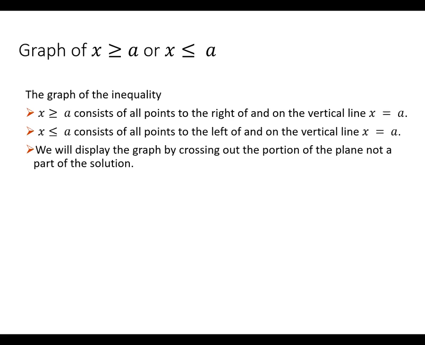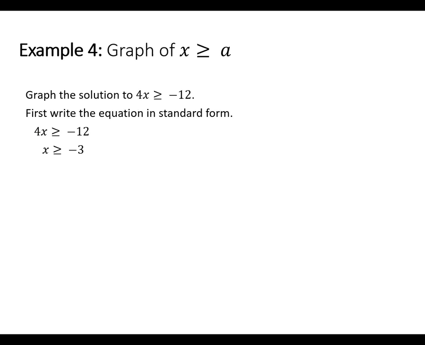All right, how we're going to graph this might be different than what you have seen in the past. I'm going to stay consistent with the text here. The text says this last bullet will display the graph by crossing out the portion of the plane not a part of the solution. You might be used to the opposite. That might be taught in different sections and courses that way. However, this text keeps it as crossing off the portion you do not want to use. So I'm going to keep it consistent, so when you look back at the textbook, it all makes sense when you're looking back at the notes. So here's our fourth example.